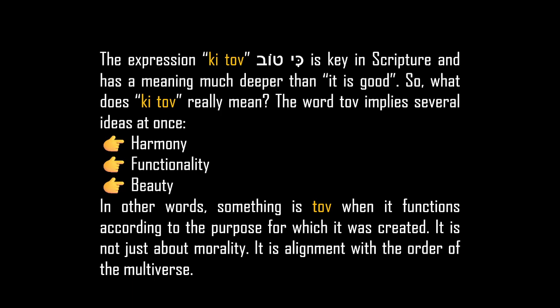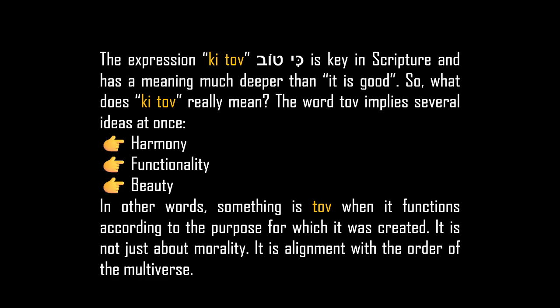The word Tov in Hebrew implies several ideas at the same time. And that is one of the enriching aspects of the Hebrew language. A single word can have up to 7 meanings. And if I begin to apply these meanings in context, it completely changes the sense of the sentence. One of its interpretations or concepts says that it means harmony, functionality, and beauty.